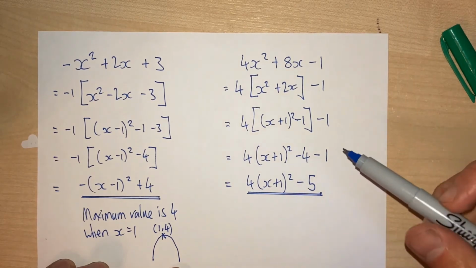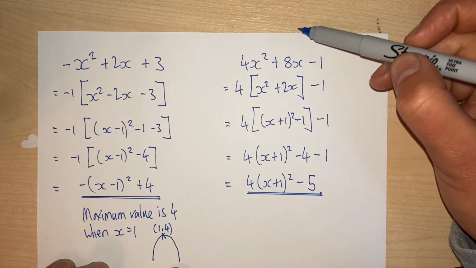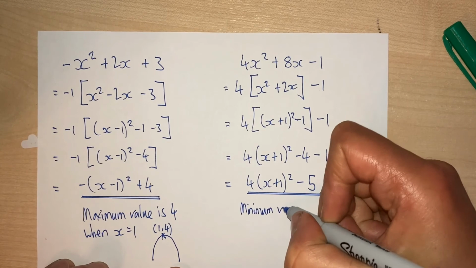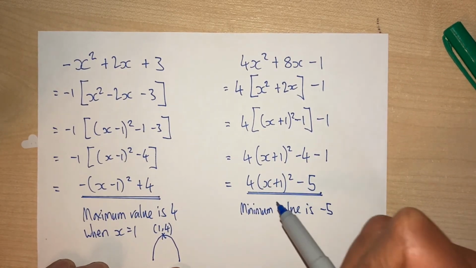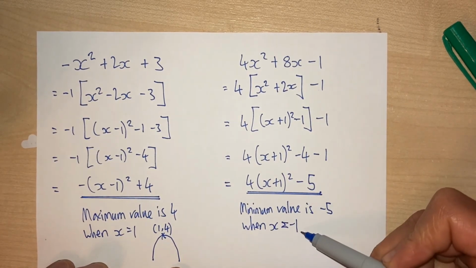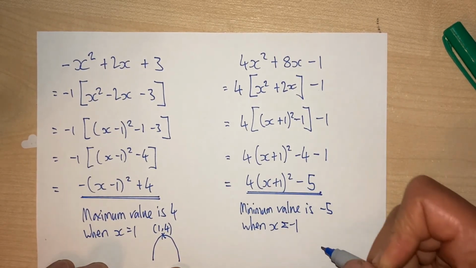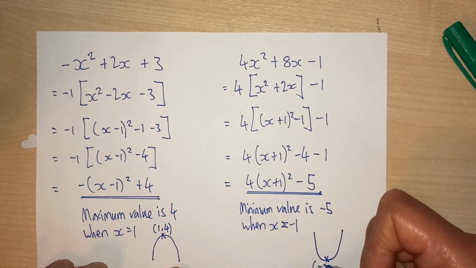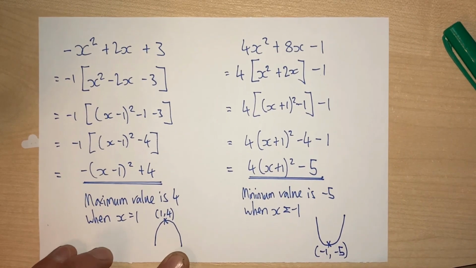In this one, we might get asked what is the minimum value, and it's minimum because we get a U shape, and the minimum value is negative 5. And that is when the square equals 0. And in this case, x is equal to minus 1. And when x is equal to minus 1, the square is 0, giving us the minimum value of negative 5. As a graph, we'd get a U shape, and the minimum point would be negative 1 for x, and the corresponding y value would be negative 5.